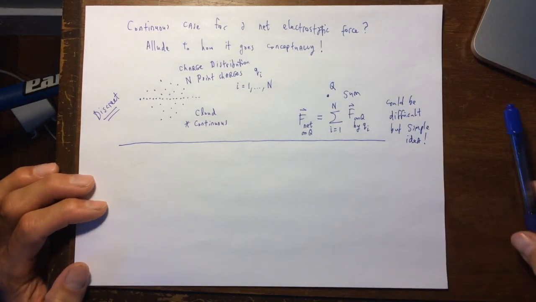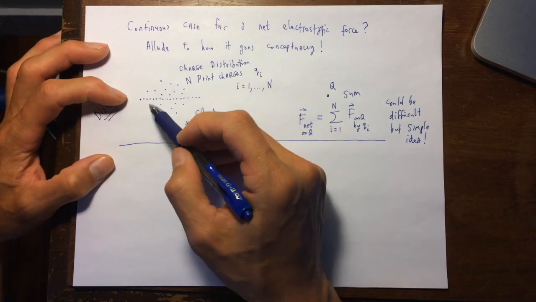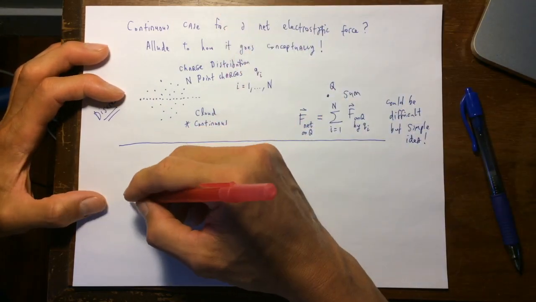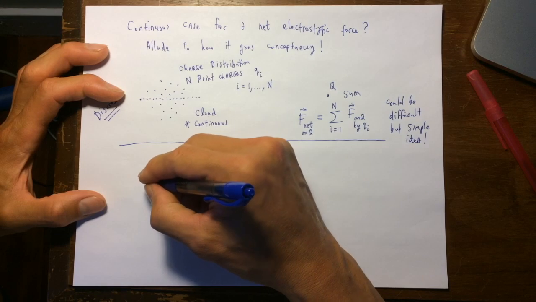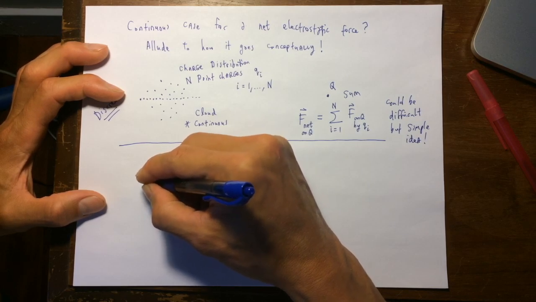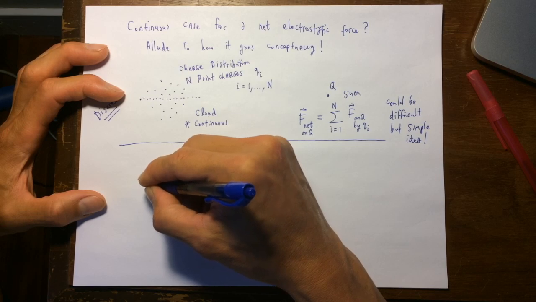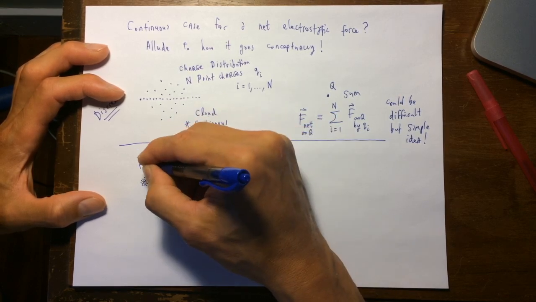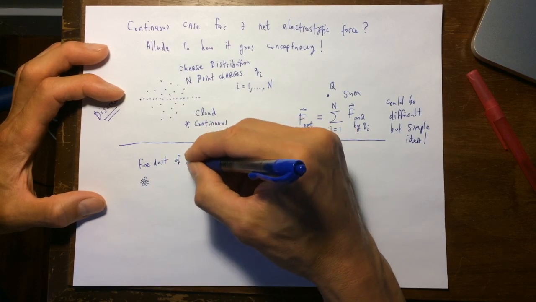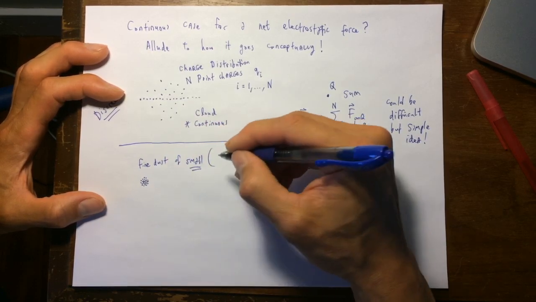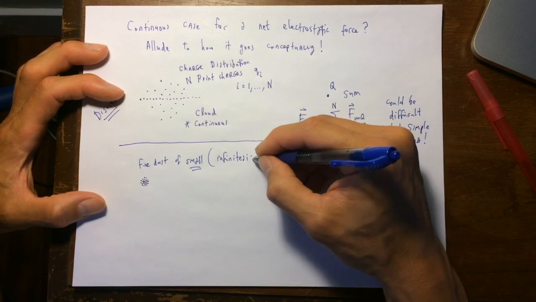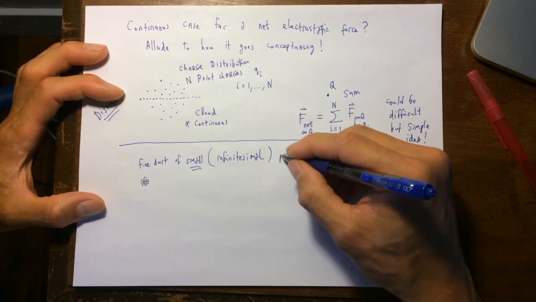Okay, so let's instead imagine that I have a really fine dusting, right? Such that it's really hard to distinguish the fact that there are individual charges. So this is more like a fine dust of small, and I want you to read infinitesimal, right? Point charges.